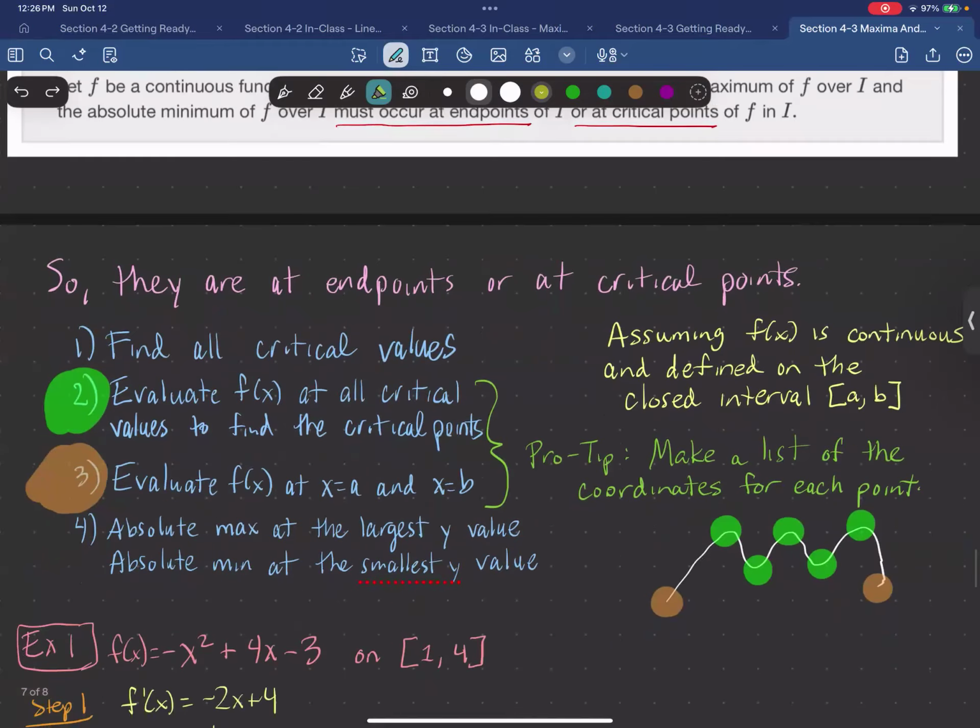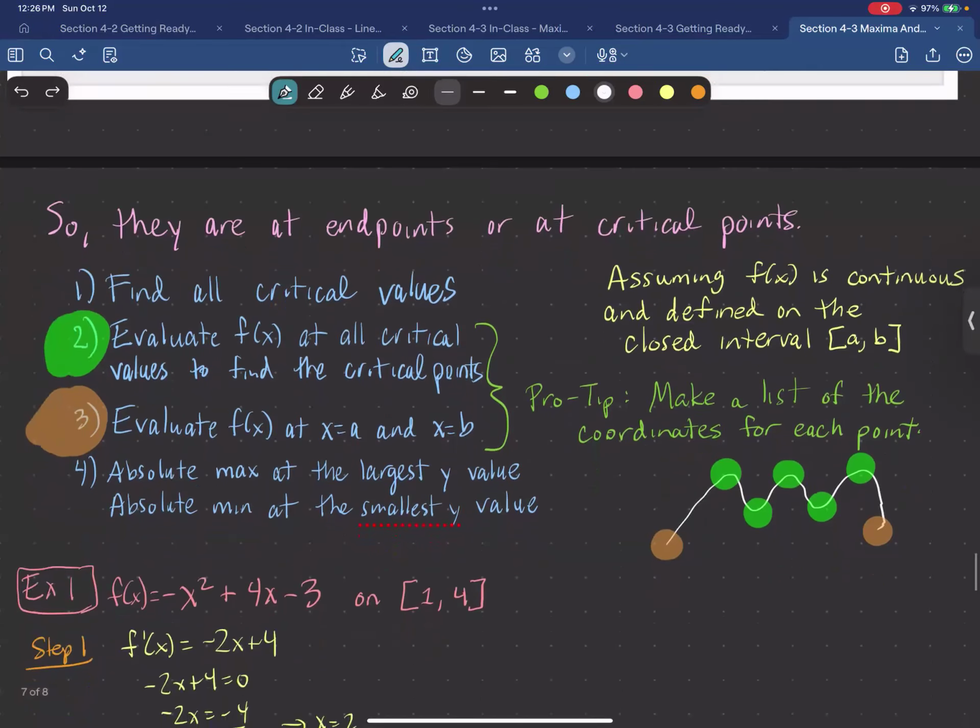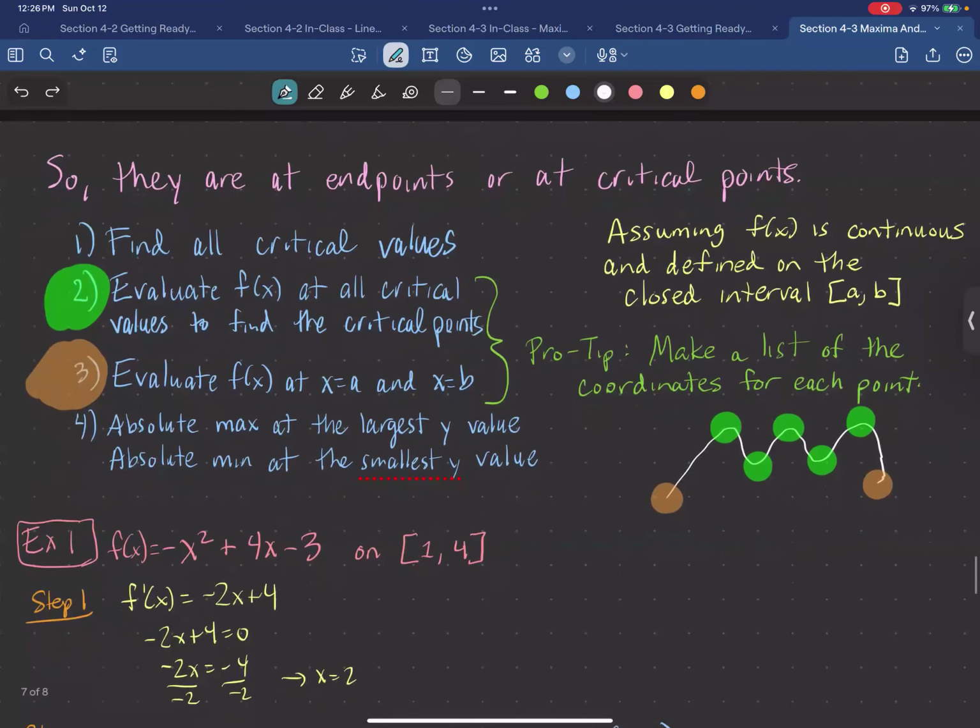So we are going to look at our first example. f of x is negative x squared plus 4x minus 3. We're going to be on the closed interval from 1 to 4. So step 1, take the derivative. The derivative is negative 2x plus 4. Is that undefined anywhere? No. So we'll set it equal to 0 to find our critical points. We have a critical point at x equals 2.